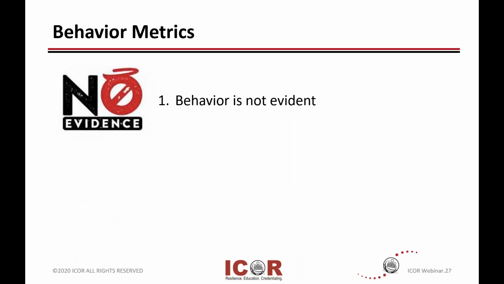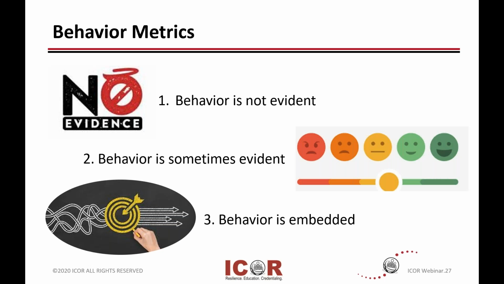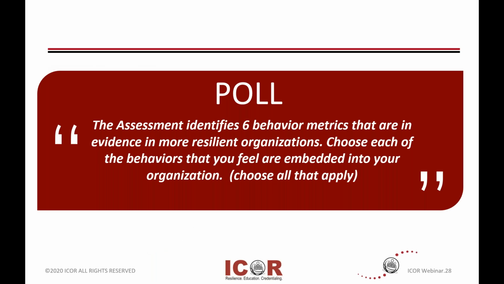So in our behavior metrics, meaning that we have 3 levels. You're essentially saying, no, I don't see that behavior in evidence. We sometimes see it, or this is really how we operate. So those are the 3 levels for how to measure behavior. So the capabilities we measure in 5 levels, and the behaviors we measure in 3 levels.